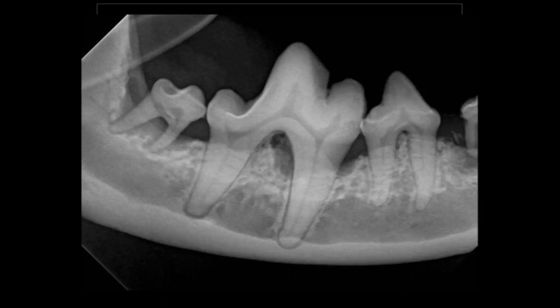So the question again, when do we extract or when do we treat? Looking at this radiograph, if you look at that last molar on the far left, that one has no bone surrounding those roots. That is definitely an extraction. That's not a particularly critical tooth by any means, so extracting that is definitely in the best interest of this patient. On the other hand, we've got a decision to make on that first molar.